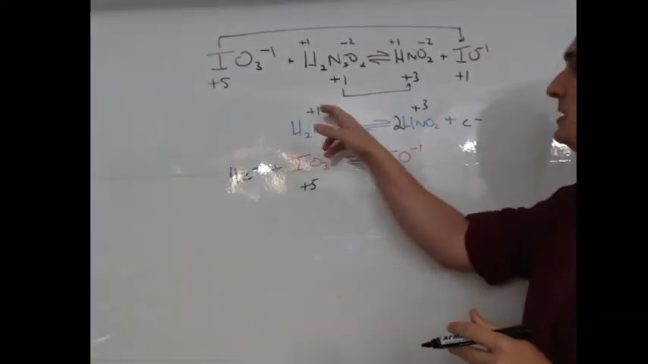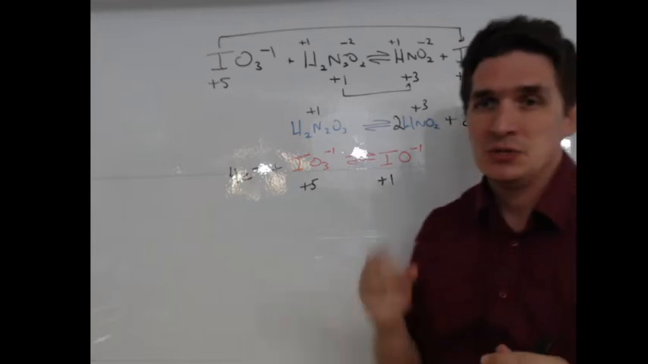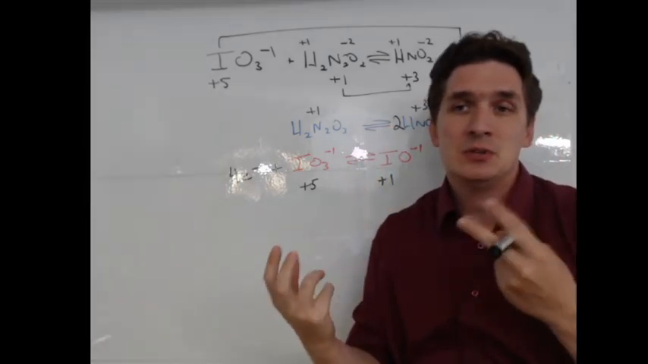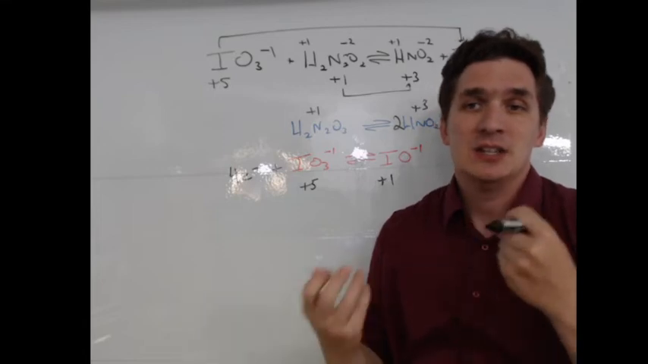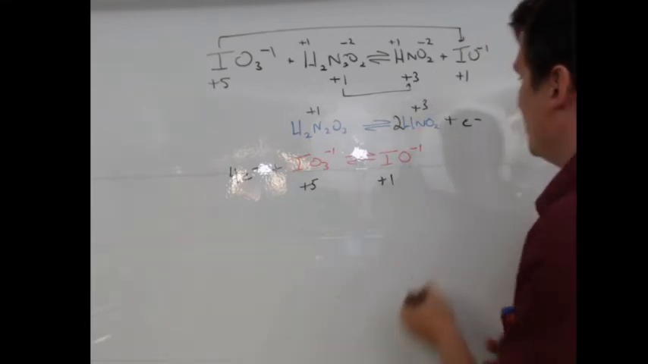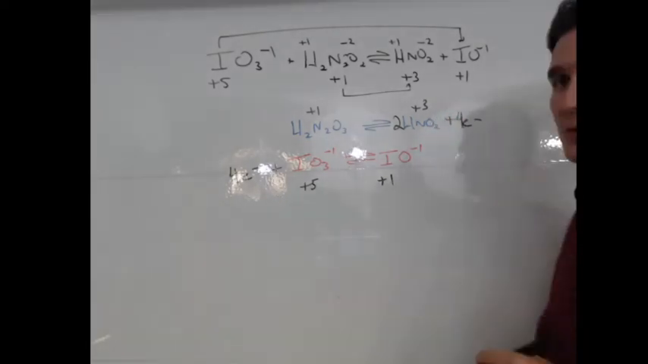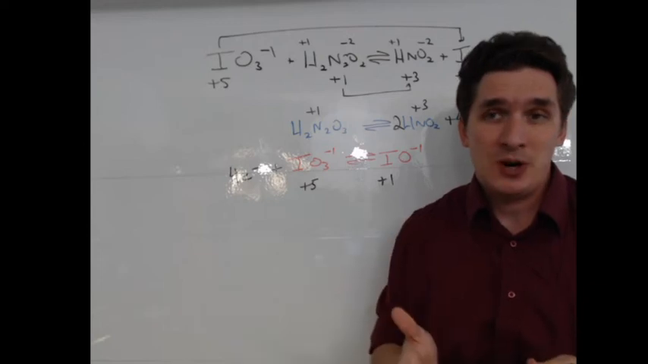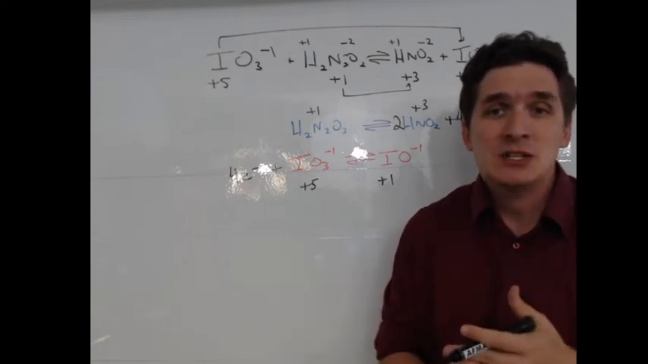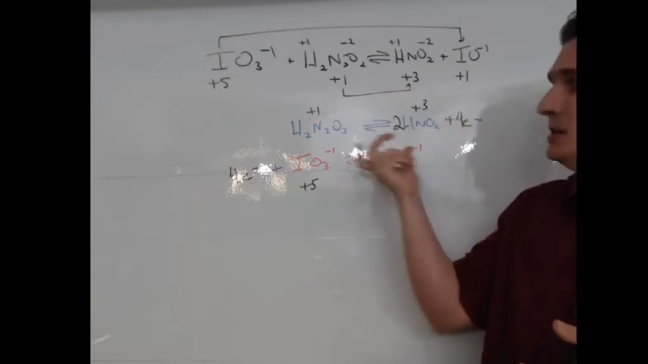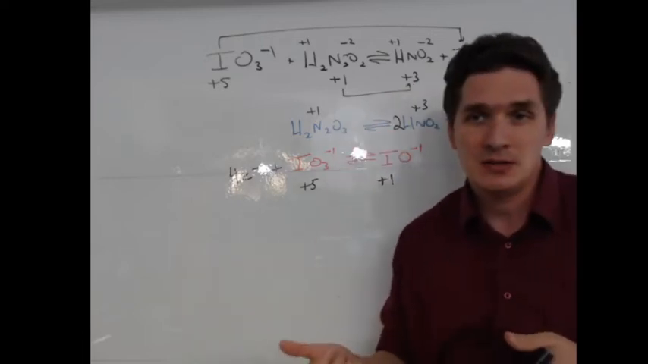Nitrogen is going from a +1 to a +3, which is 2 electrons, but we've got 2 of them doing it. So it's not the number of electrons being gained or lost by each nitrogen, it's the total number of electrons. So in this case, we're going to have 4 electrons lost. Now, the point of this problem is that if you don't make that connection, if you just say, well, nitrogen's going from +1 to +3, so I add 2 electrons, you're going to double this and get the wrong answer.